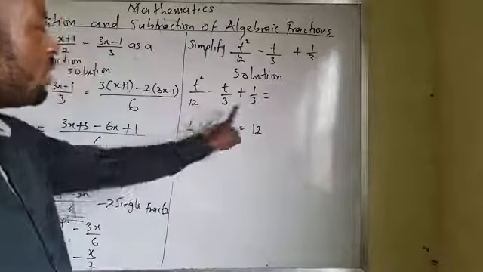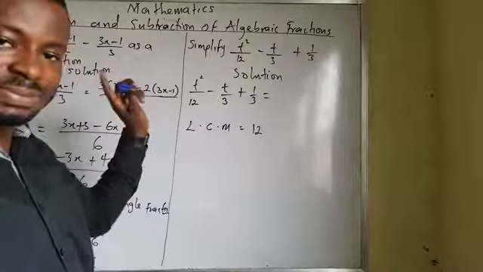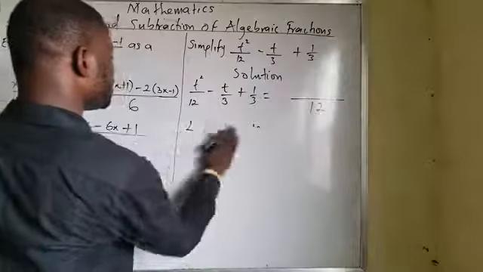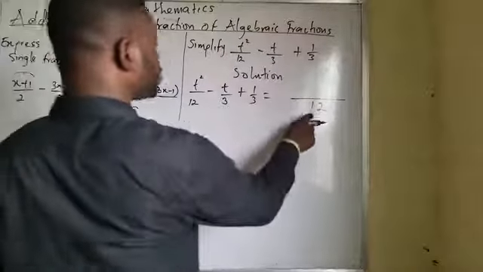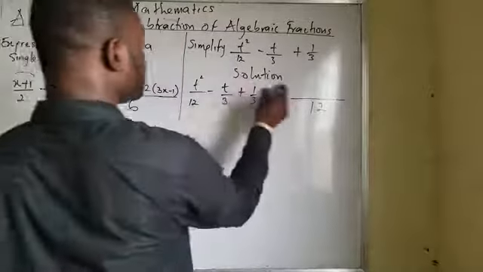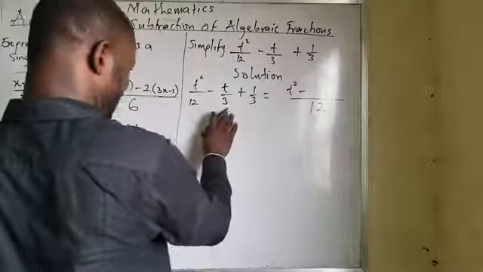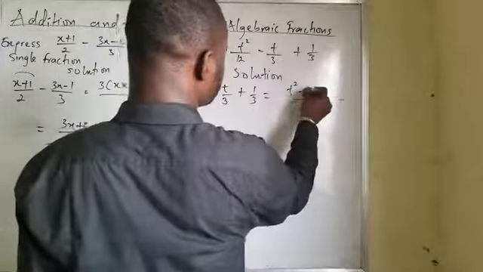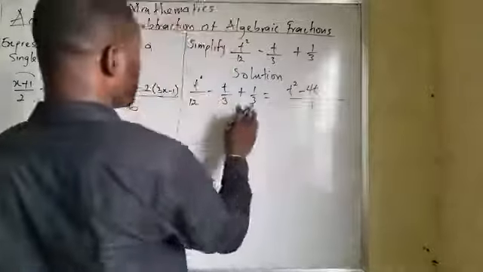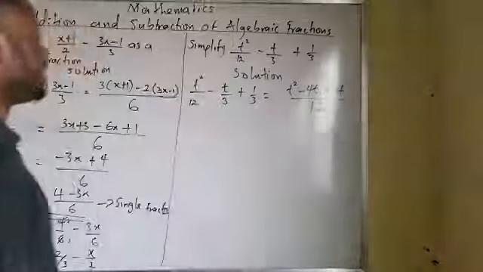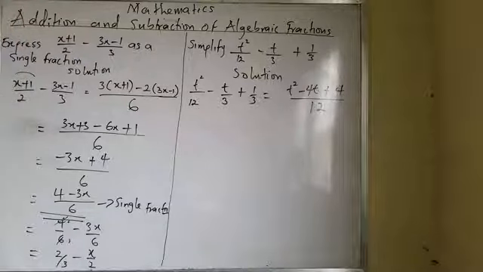Because 3 goes in 12. That is my LCM. It means I'll be having 12. Note that. 12 in 12, 1. 1 times that will be x squared minus 12 divided by 3, which is 4, 4 times x, 4x rather, plus 4. That is what I need to do there.